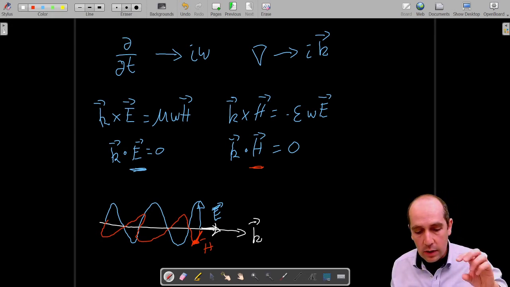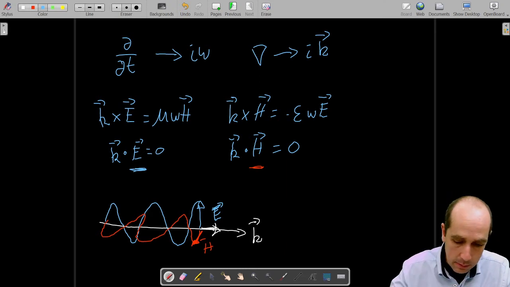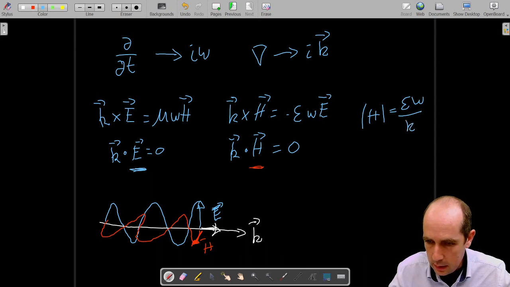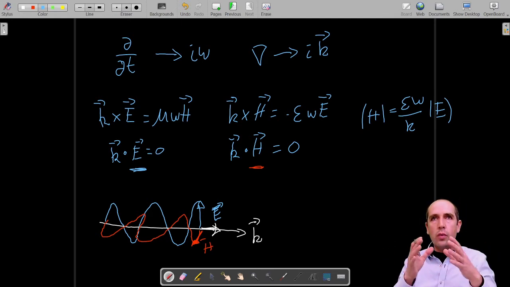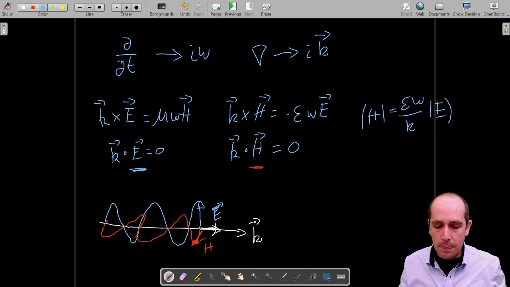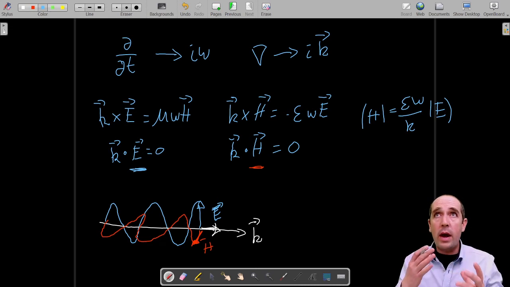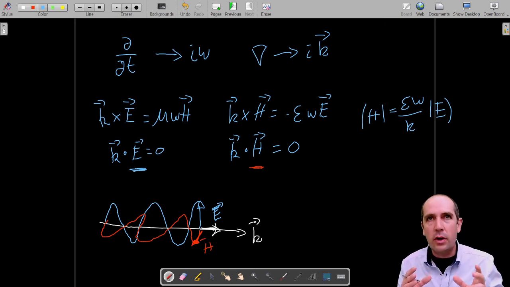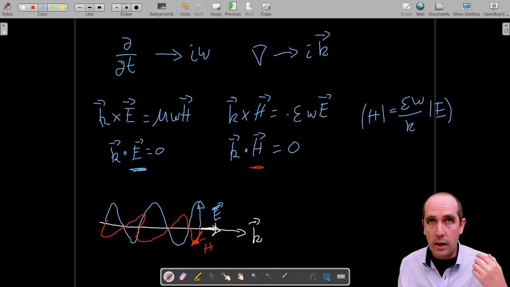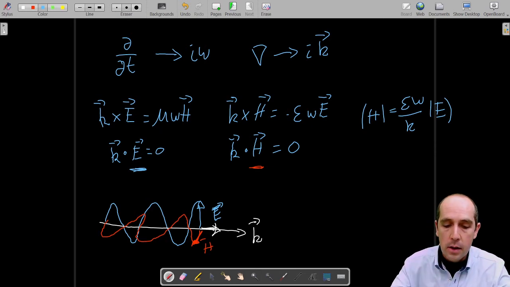Now, from these equations, you can also show that the amplitude of the magnetic field is equal to epsilon omega over k times the magnitude of the electric field. So basically, the two magnitudes are proportional to each other, and it is also true that these two waves are coupled to each other, so they travel together. You cannot have just an electric oscillation or just a magnetic oscillation. You have to have the combination of the two, and this is directly a consequence of Maxwell's equations.